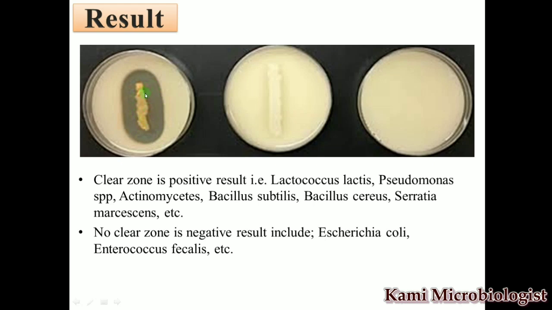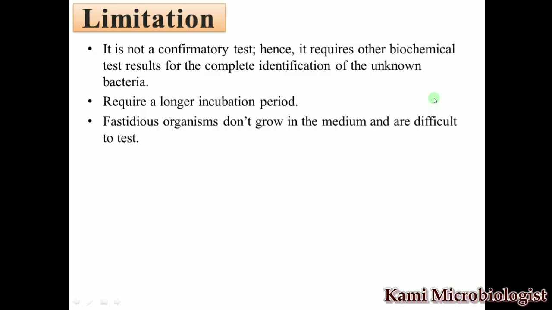This may be Bacillus, this may be Pseudomonas, this may be Lactobacilli, Serratia. Those bacteria that are positive include Bacillus subtilis, Bacillus cereus, Pseudomonas, Lactobacillus, and actinomycetes, etc. Now these are the negative results, and in this case we have different types of bacteria like E. coli, Enterococcus faecalis, etc. And this is the simple plate, so it will look like this one.